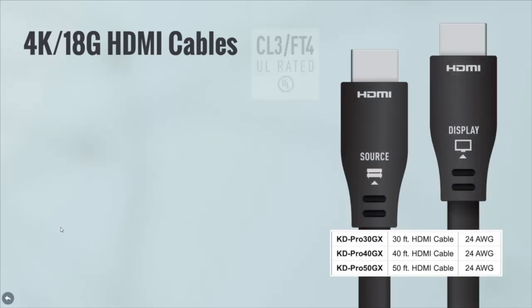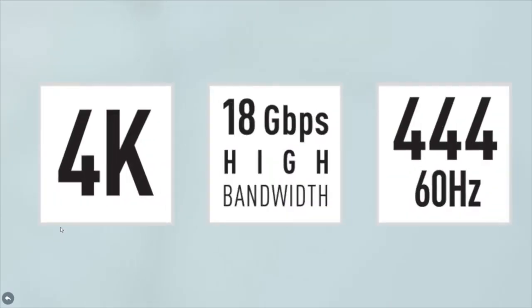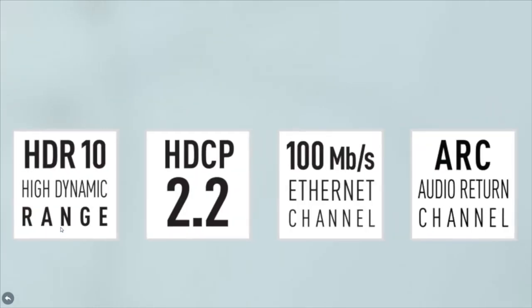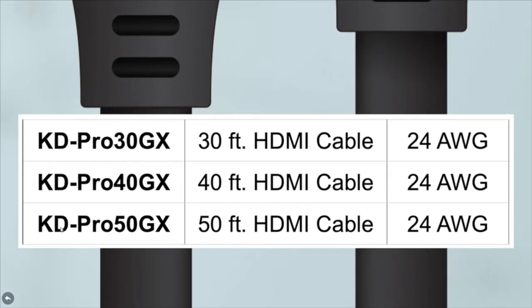Moving now to our long length HDMI cables. KD Pro 30GX, 40GX, and 50GX, even in these long lengths, support 18 gigabits per second, HDCP 2.2 compliancy. Now what becomes unique here is that these lengths 30, 40, and 50 now have the model KD Pro 30GX, KD Pro 40GX, KD Pro 50GX, all 24 gauge cables.